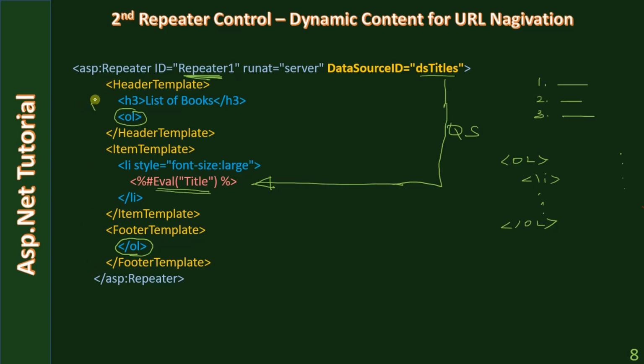And if you see, we have header template, item template, and footer template. If you want to use alternate item template, you can use that also to differentiate the records. But we already saw that, and I don't want to repeat that here. Alright, now let's go to the demo.